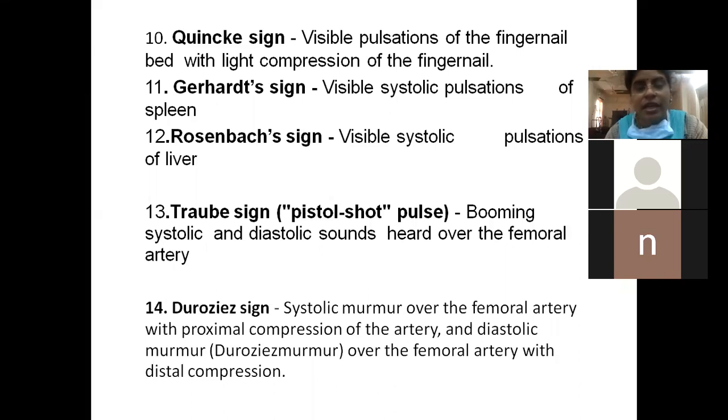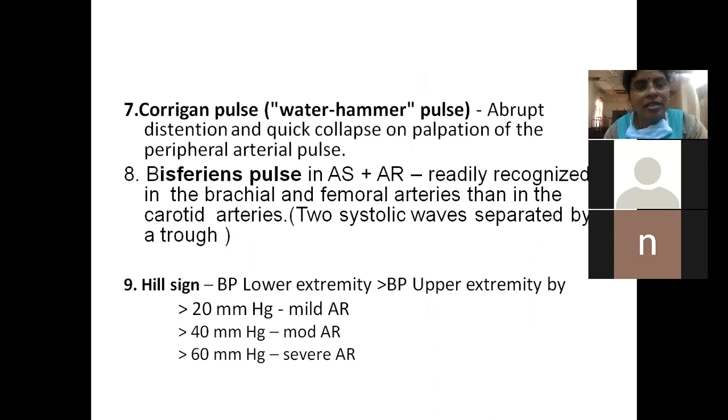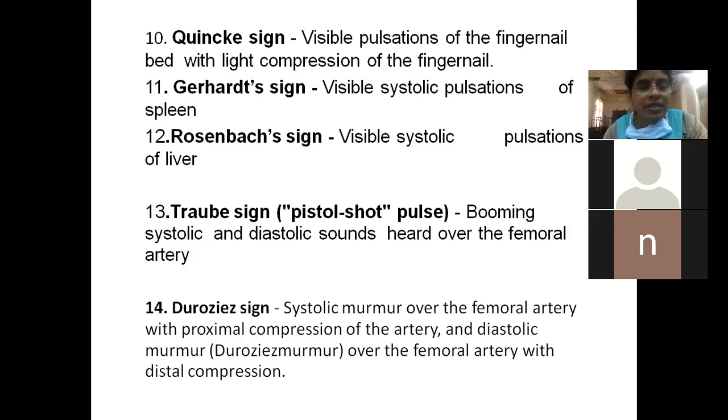Okay, so these are the peripheral signs of aortic regurgitation. Why all these peripheral signs? Already discussed. Because of the wide pulse pressure, you may get all these peripheral signs. Among these, you have to remember lighthouse sign, de Musset's sign, Muller's, Corrigan pulse, pulsus bisferiens, Hill sign, Traube sign, and Duroziez's murmur. These are the more important ones, and all these things you may be asked in the clinicals or examination.